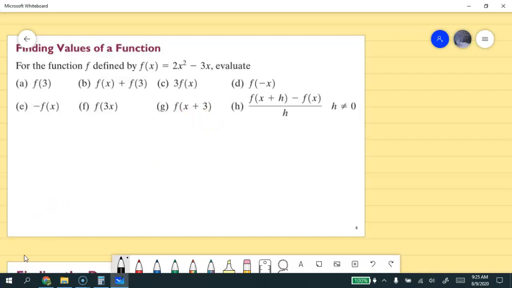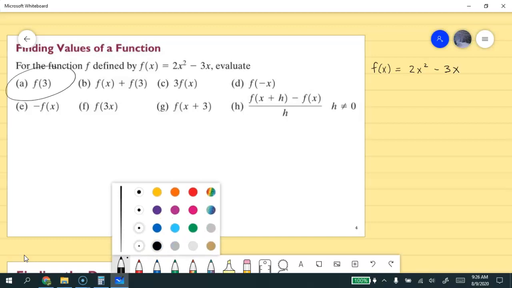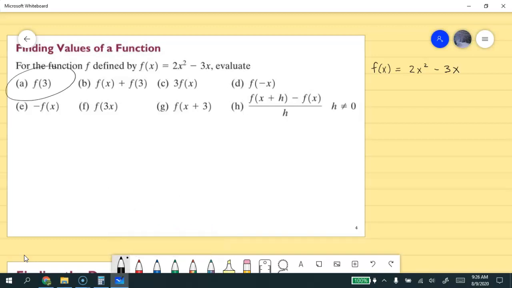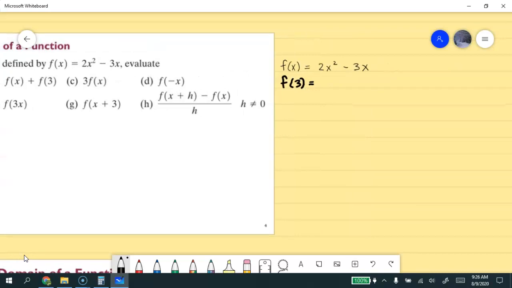So first thing you want to do is write down the function. The function is f of x is equal to 2x squared minus 3x. All right, that is our function. And then we're going to go down this list. So let's go ahead and start with letter A. And letter A says find the f of 3. All right, so we're going to go ahead and find the f of 3. So the f of 3 is equal to 2 times 3 squared minus 3 times 3.